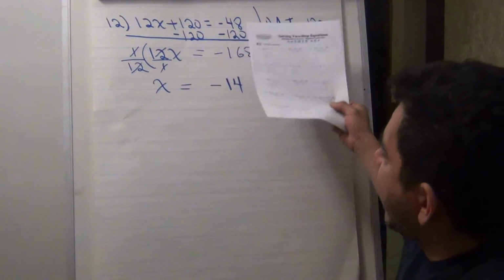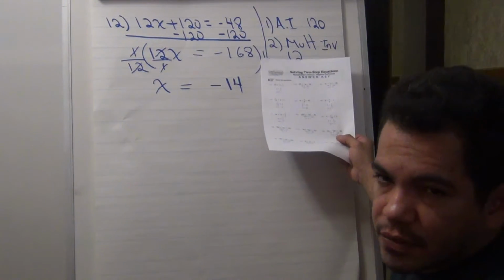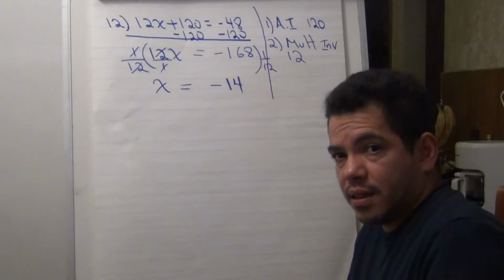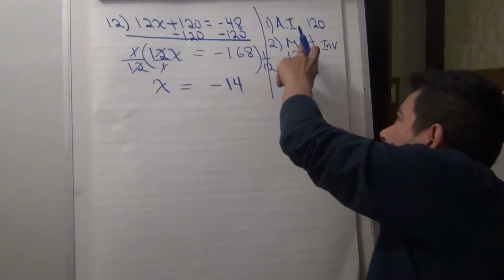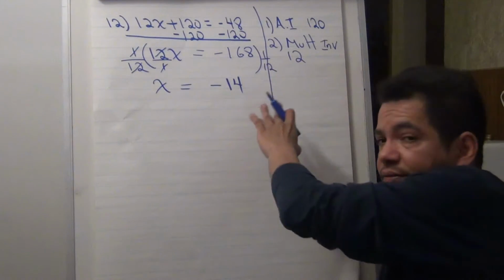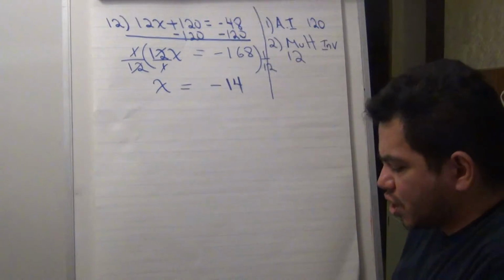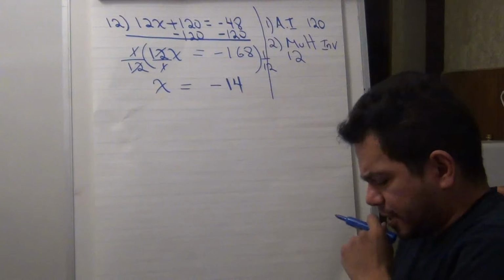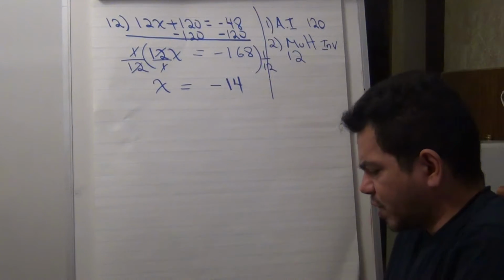Two-step equations. Additive inverse and multiplicative inverse. Okay? Later on, you won't have to use the multiplicative inverse if you don't need to. So, let us do another one.